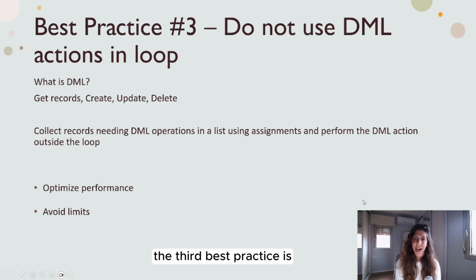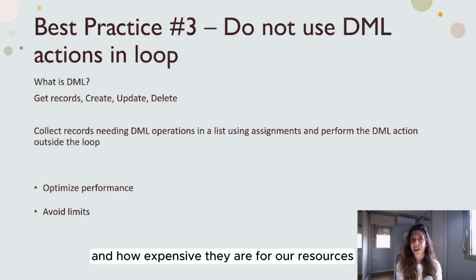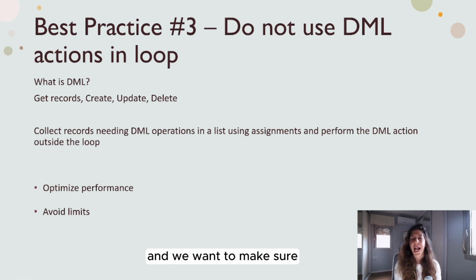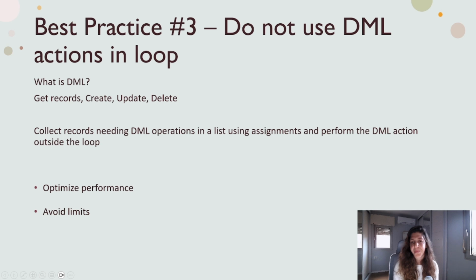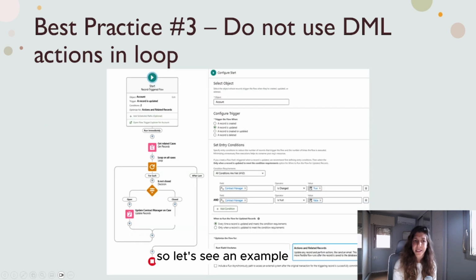The third best practice is do not use DML actions in loops. So we spoke about DML actions and how expensive they are for our resources, and we want to make sure we minimize the use of them inside loops in order to optimize performance and avoid limitations. So let's see an example.